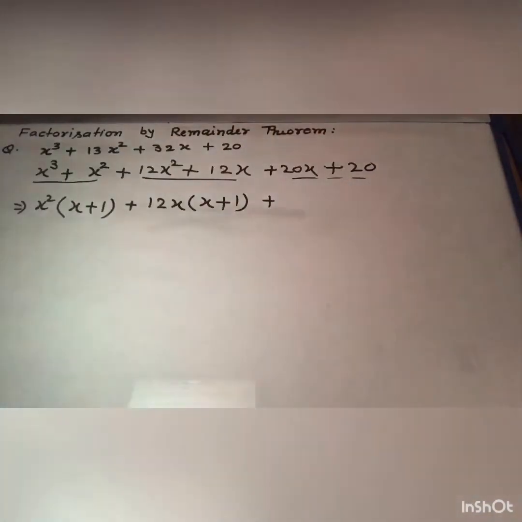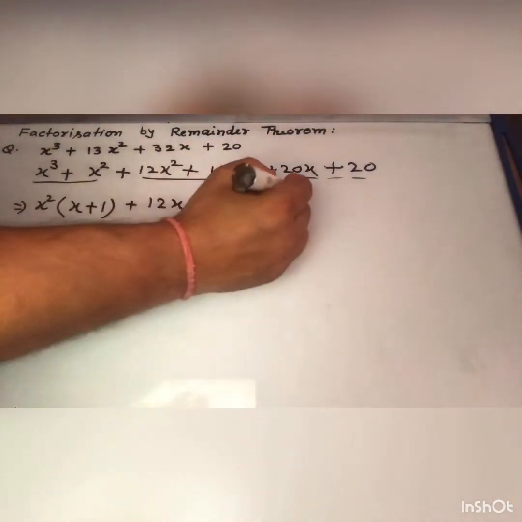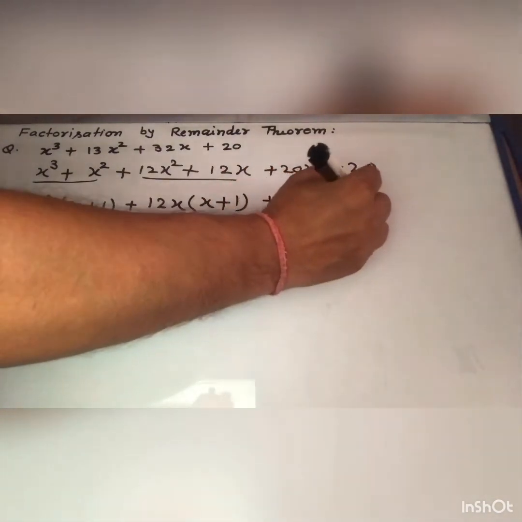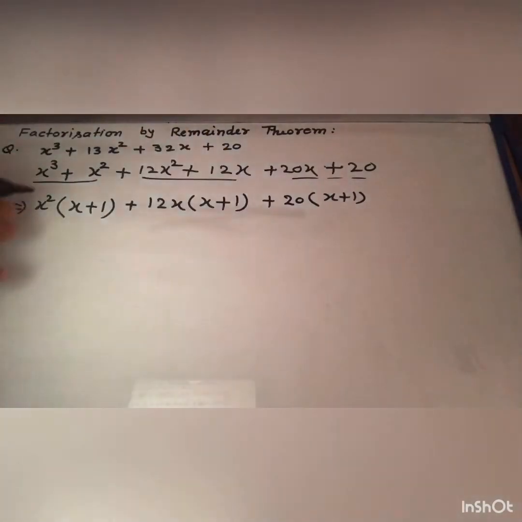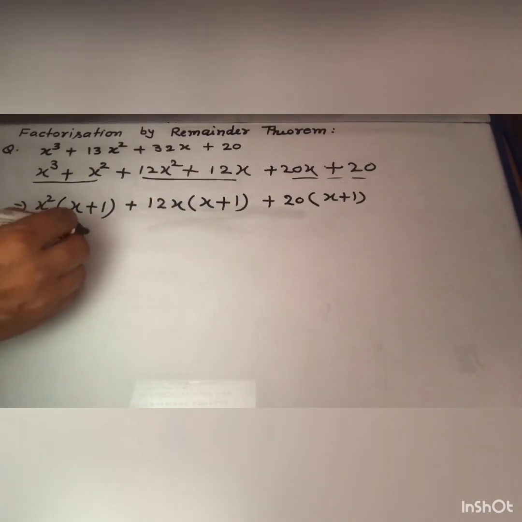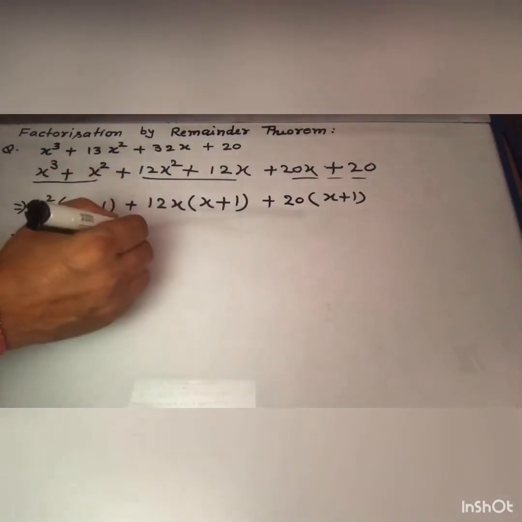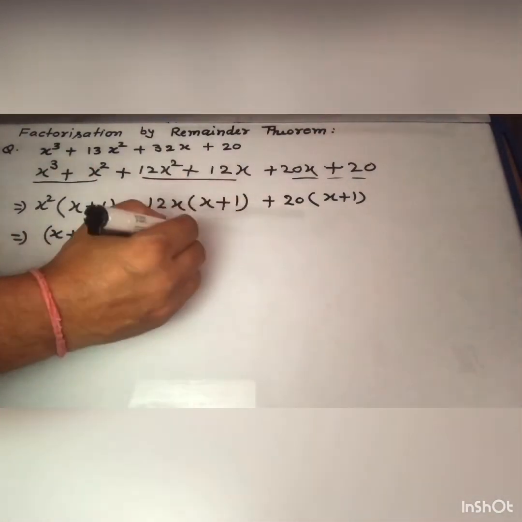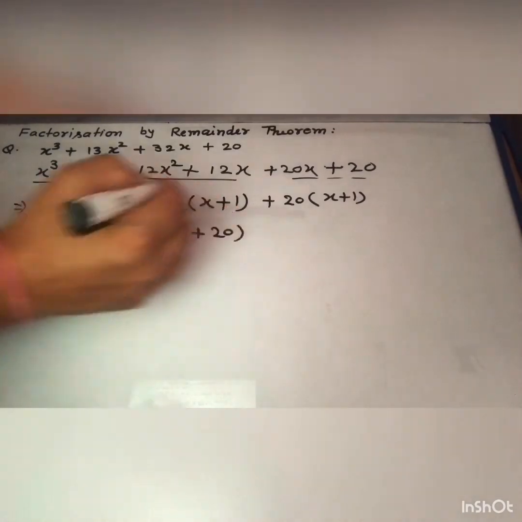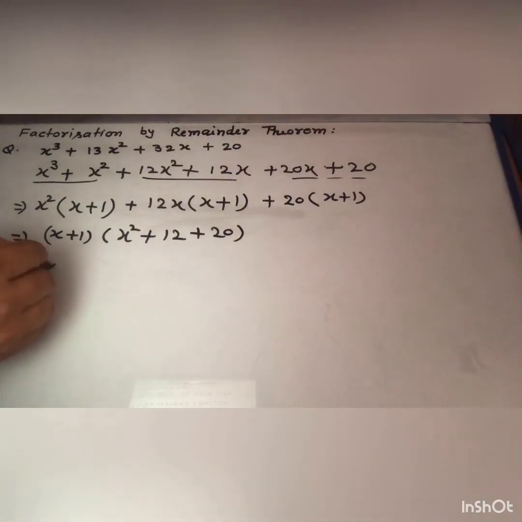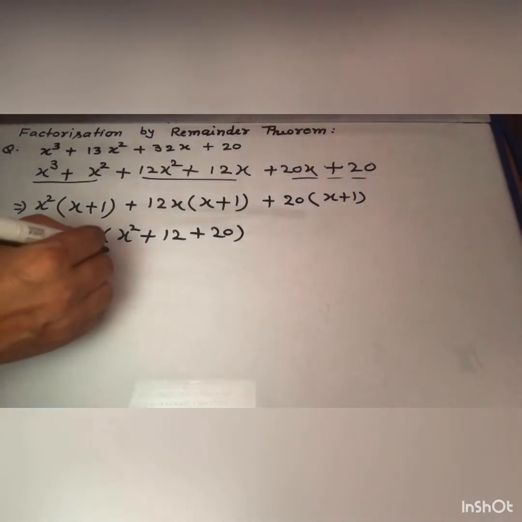Now the third pair, what is common? 20, so you will take 20 as common. Now the remaining is x plus 1. So here are 3 terms, and in all 3 terms x plus 1 is present, so you will take x plus 1 as a common. What is the remaining in the first term? Only x square, in the second term 12x, and in the third term 20. Okay, so this is a quadratic polynomial. Now you can apply the splitting of middle term method here.